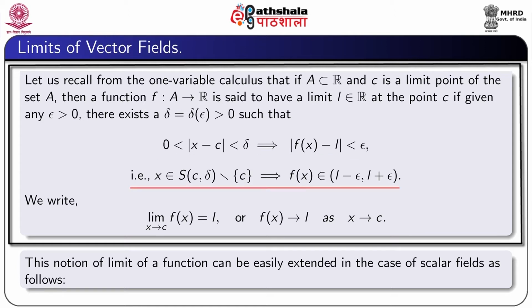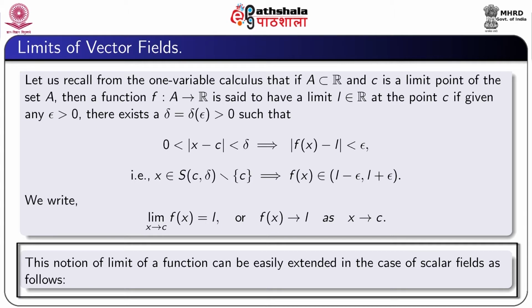In other words, if x lies in the open sphere with center c and radius delta, but not the point c, that means if x lies in the open interval c minus delta to c plus delta, leaving the point c, then f(x) must lie in the open interval L minus epsilon to L plus epsilon. In such a case, we write limit of f(x) as x approaches c is L, or f(x) tends to L as x tends to c.